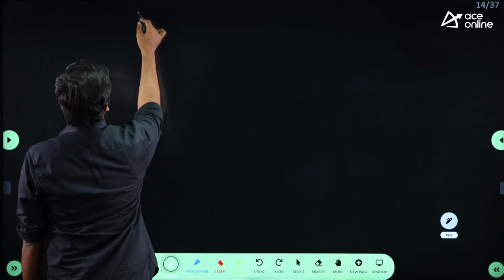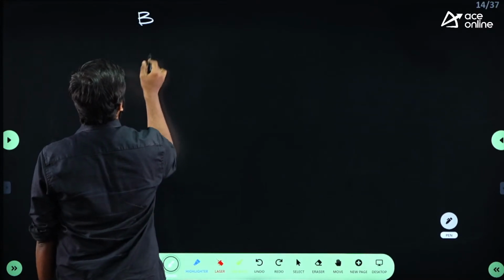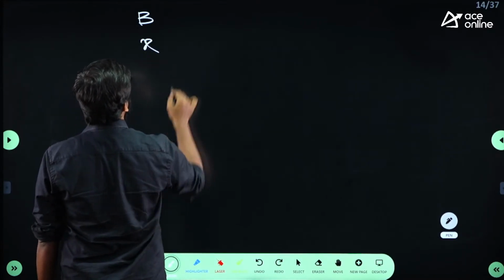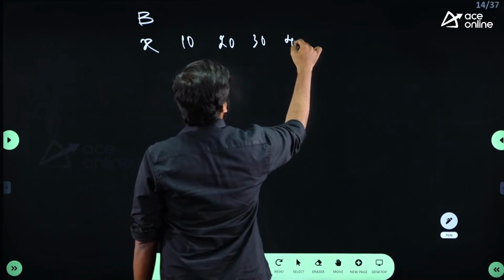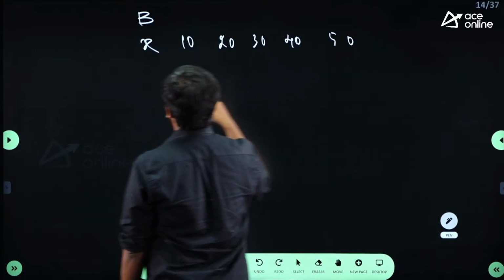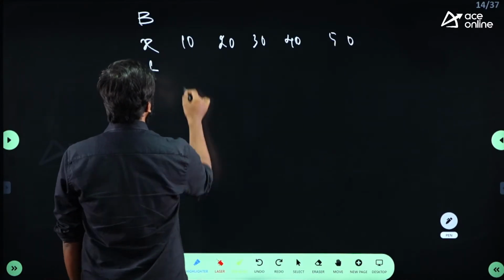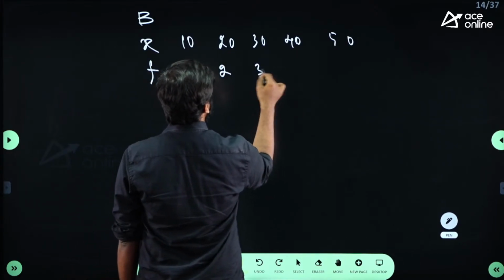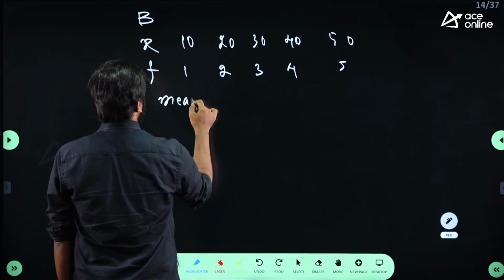Let's write B, the distribution which is named as B. What are the observations? Again, 10, 20, 30, 40, 50 are the observations. What are their frequencies? Exactly in the reverse way. That is 1, 2, 3, 4, 5. Let's find the mean.